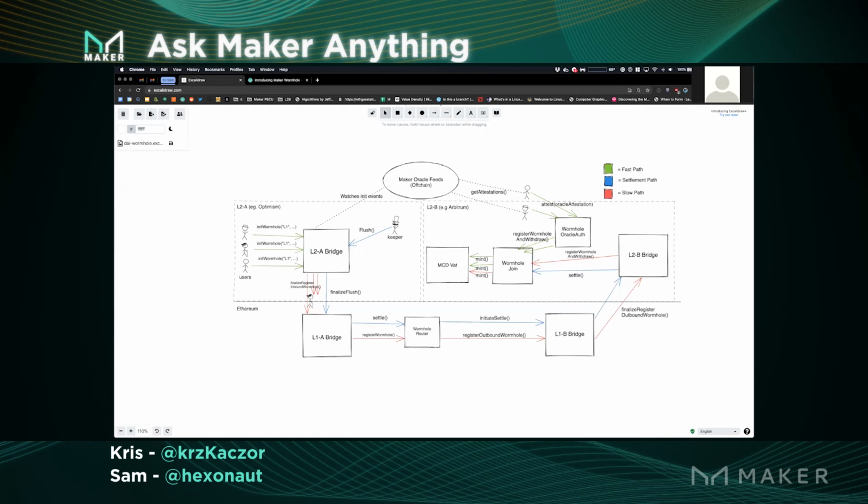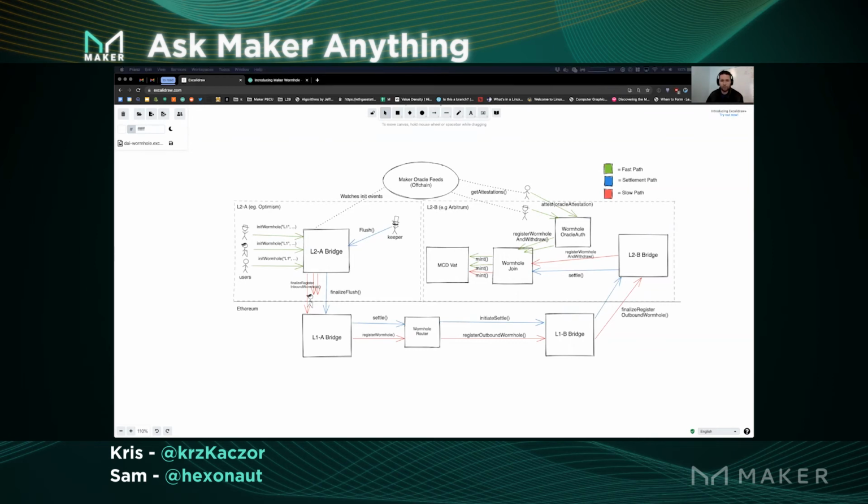Oh yeah, maybe I can speak to this a bit. We haven't even gotten into the L2 MCD design at all, but yes, there is a lot of complexity in the global shutdown process that comes from deploying MCD on L2. So as Kris said, you have to wind down the L2s and so on. We do have plans for that. I think it's probably out of scope for this chat, but we do have a design for that.